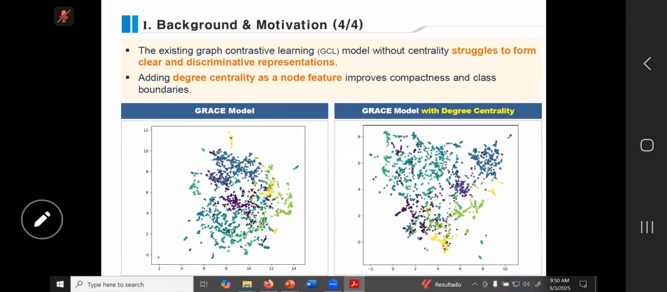The existing graph contrastive learning (GCL) model without centrality, the GRACE model on the left, struggles to form clear and discriminative representations. The right one is the GRACE model with degree centrality. Adding the centrality feature improves the compactness and class boundaries.